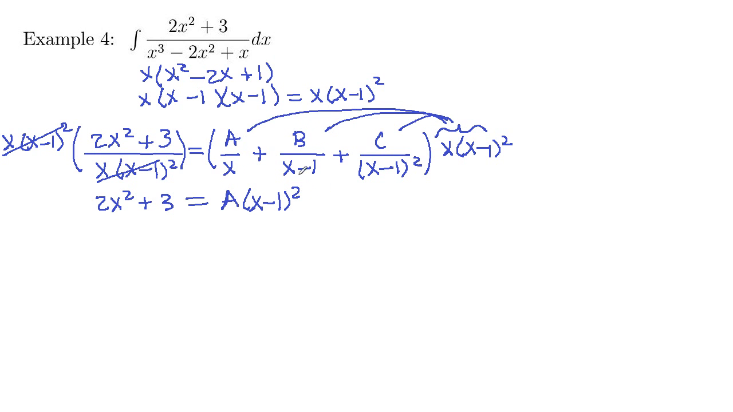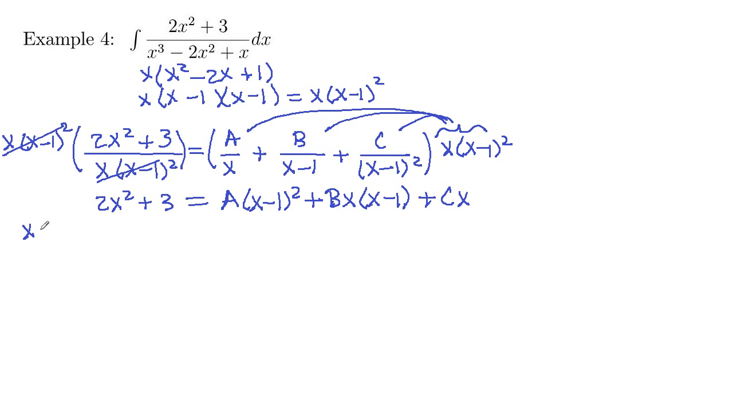When we multiply times the middle term, one of the x minus 1's will cancel. So we're left with Bx times x minus 1. And when we multiply times the last term, both x minus 1's cancel. And we're just left with C times x. And so now we want to pick values for x to get three equations here.